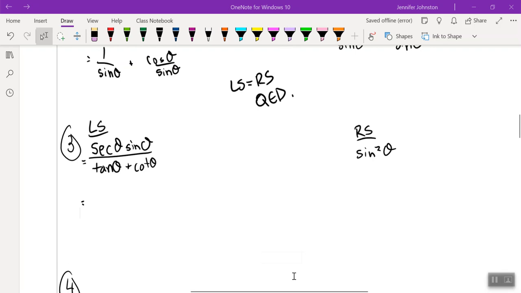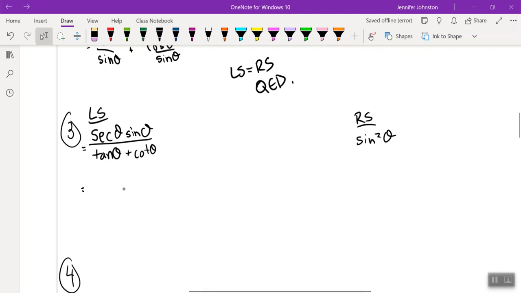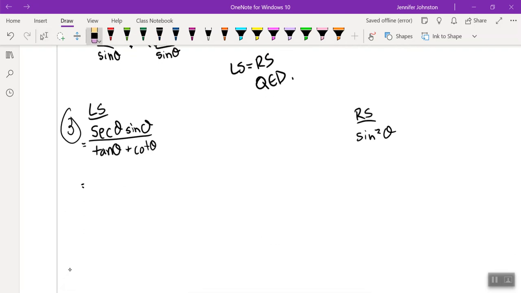All right, for this next one, we have our left side and our right side. Let's go ahead and look at the more challenging side first. That looks like our left side. A little bit more space. All right, so secant we know is 1 over cos theta. And this is going to be multiplied by sine theta. And sine theta is over 1. Or you can write sine theta on top.